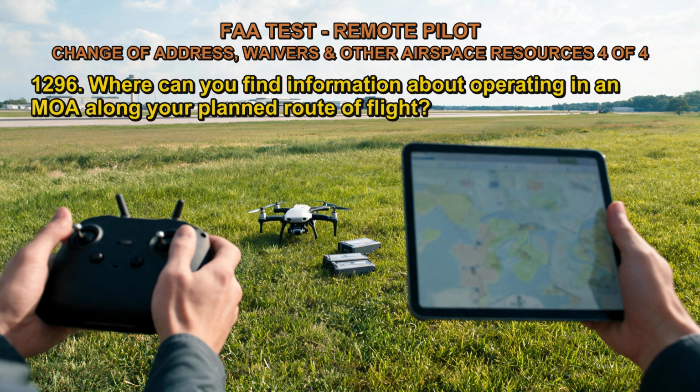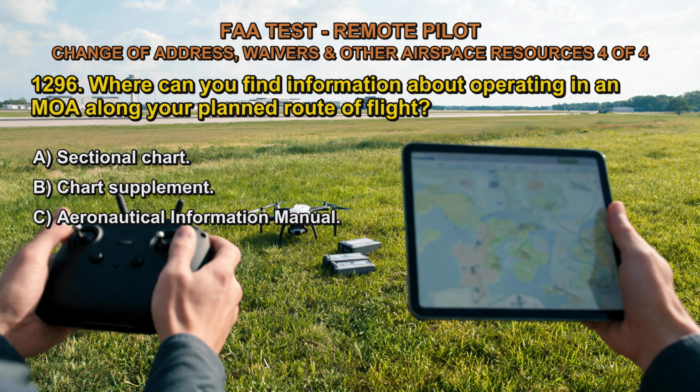1296. Where can you find information about operating in an MOA along your planned route of flight? A. Sectional chart. B. Chart supplement. C. Aeronautical Information Manual.